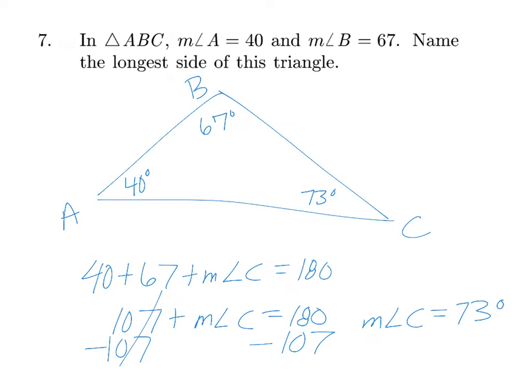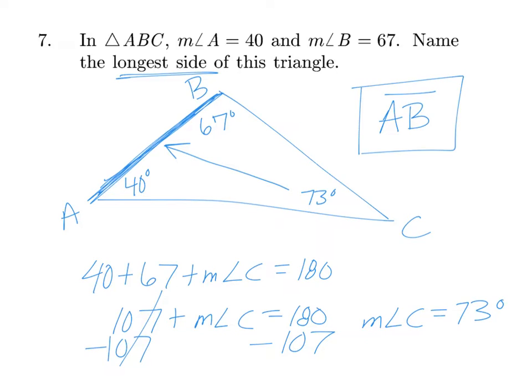Now it's asking for the longest side. The longest side is opposite the largest angle. What's the largest angle? C. So go across from it. This has to be the largest side, AB, or segment AB. Done.